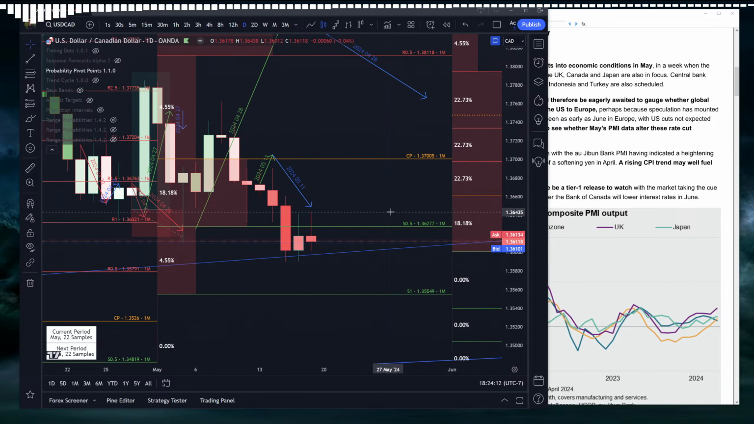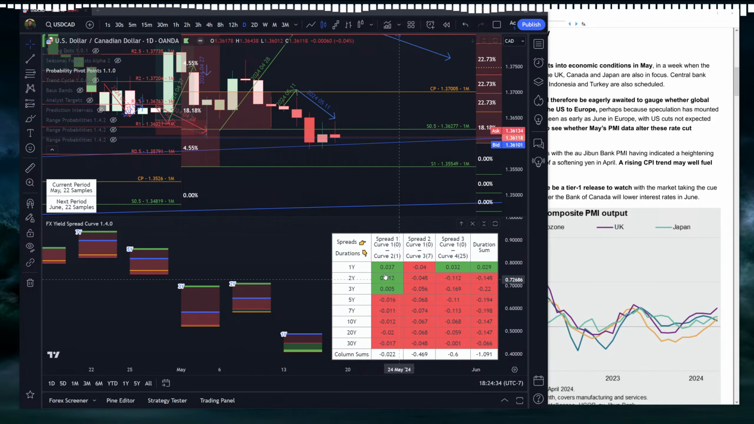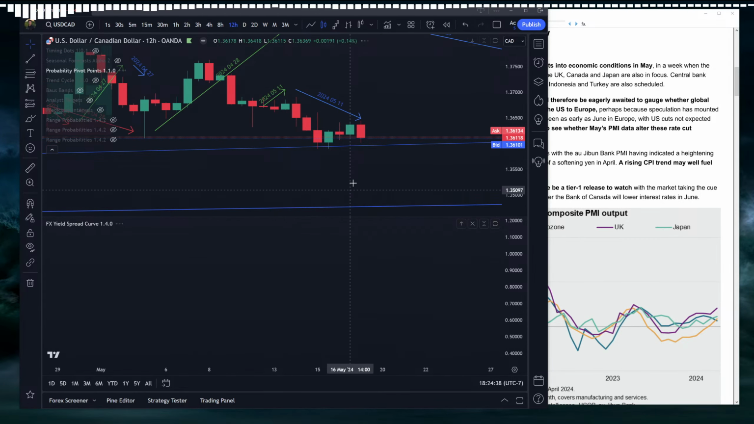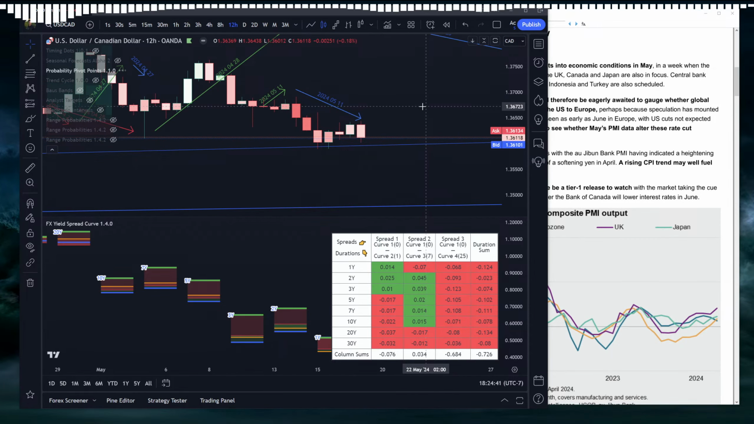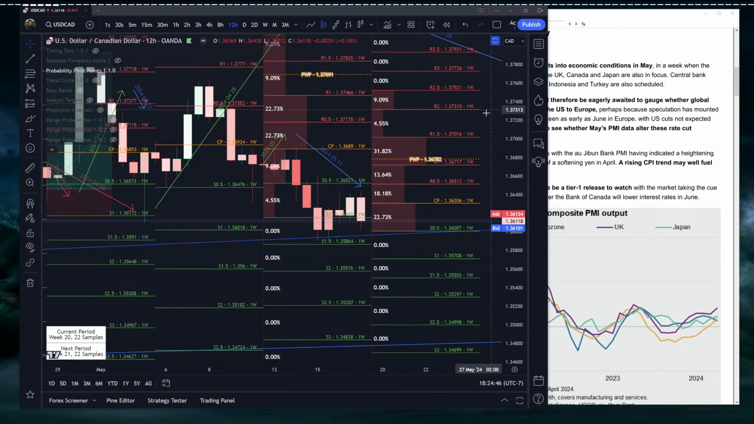Anyway, for the guys not familiar with these yield spreads, red here means the Canadian dollar side is getting stronger. Green here means the US dollar side is getting stronger. So red just means this side here, Canadian dollar getting stronger, so that would be risk on in this sense. You can see that's quite risk on. Let's go to a 12-hour. It also looks fairly okay. It looks quite mixed here.